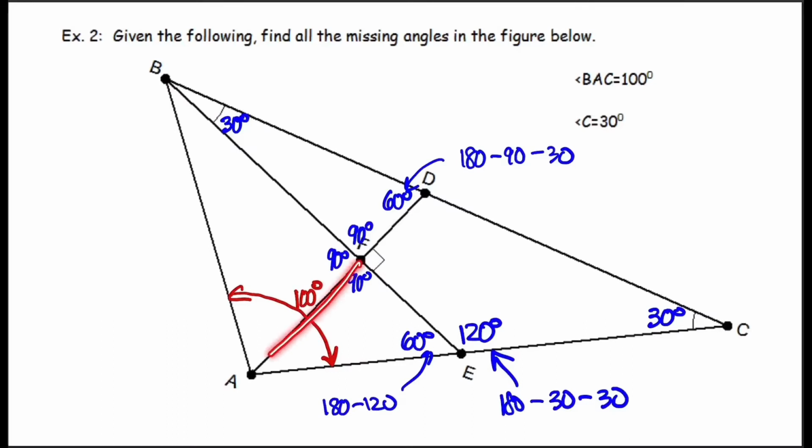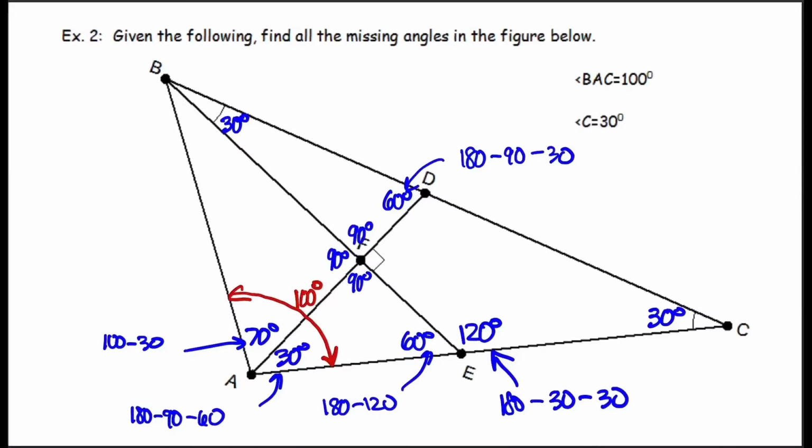Now, look at this triangle. That angle is 90, that's 60, so let's subtract those from 180. 180 minus 90 minus 60, that's 30. Now I can use this. The whole angle's 100. The smaller one here is 30. So if I subtract that from 100, that would give me the other angle. That's 70.